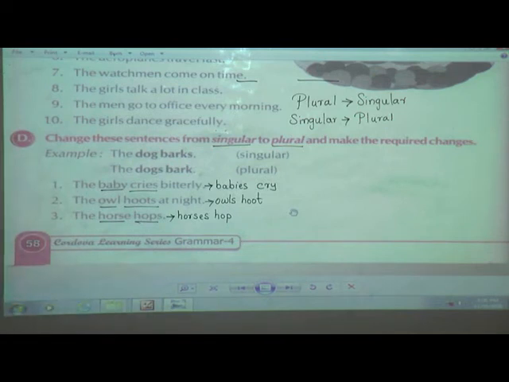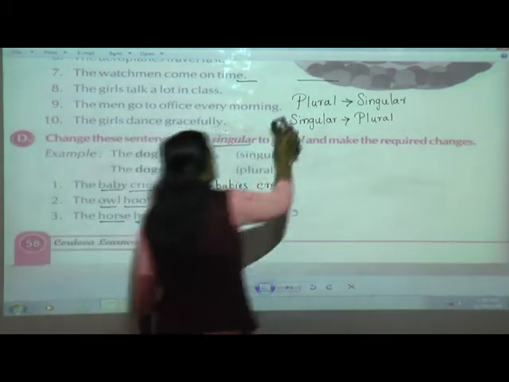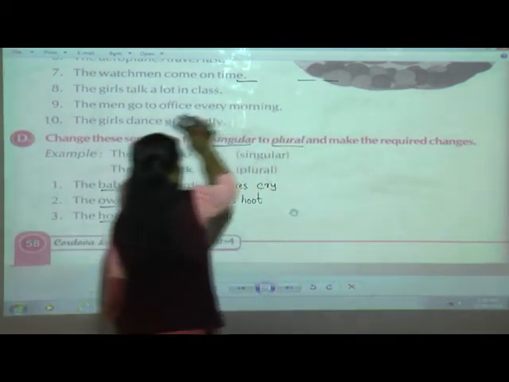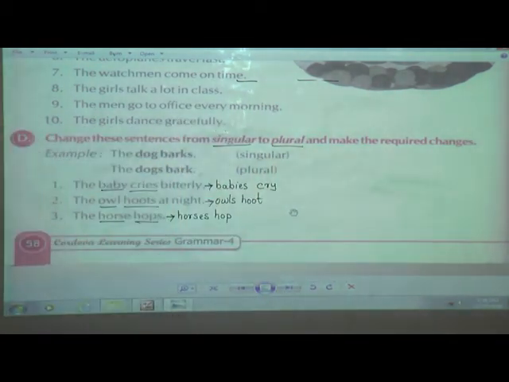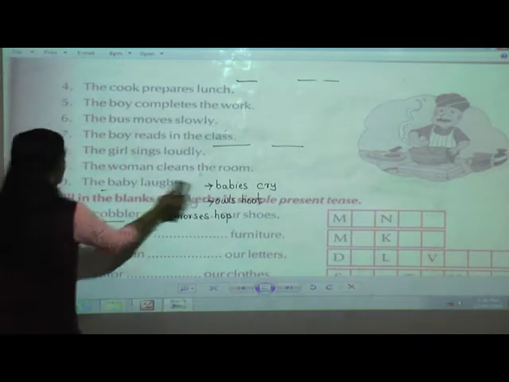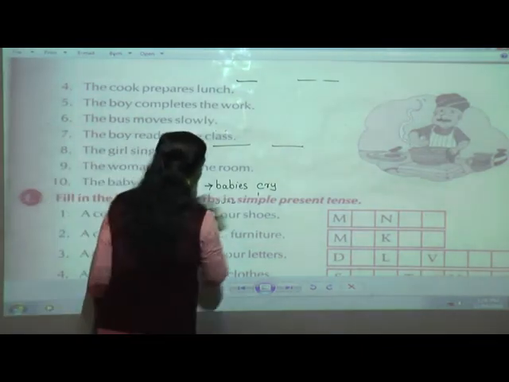Done? It is very simple. You only have to keep in your mind whatever changes we have to make. 3 examples we have done. Still 2 more I will tell you and then you have to do the homework. Okay, 4th one. Be ready for the 4th.